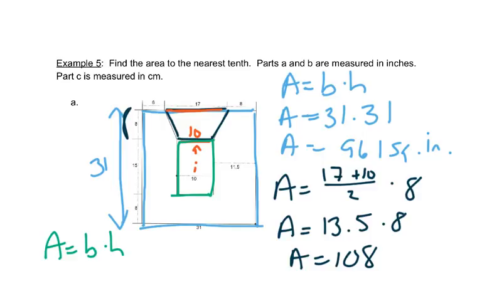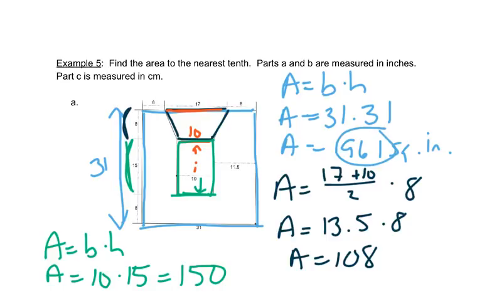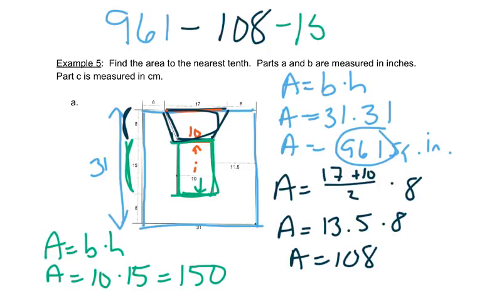Now inside here, the other piece that's also cut out is this rectangle. So that would be base times height. The base is again right here, it's 10, and the height is out here on the side, it's 15, so that's 150 square inches. So the idea with this overall is that we have 961 if it was all completely there, but it's not. This trapezoid is cut out, so we would subtract it, and this rectangle is cut out, so we would need to subtract it. So if I take 961, subtract the area of the trapezoid and the area of the rectangle, I get 702 square inches.